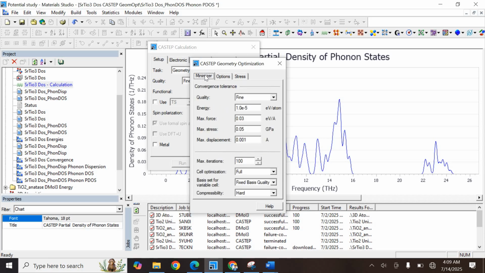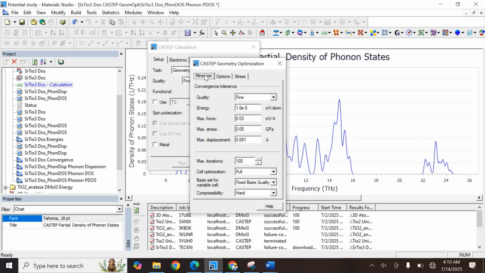The energy convergence was set to 1.0e-5 electron volt per atom, and the maximum force was set to 0.003 electron volt per angstrom. The maximum stress was 0.05, and the maximum displacement allowed during relaxation was 0.001.